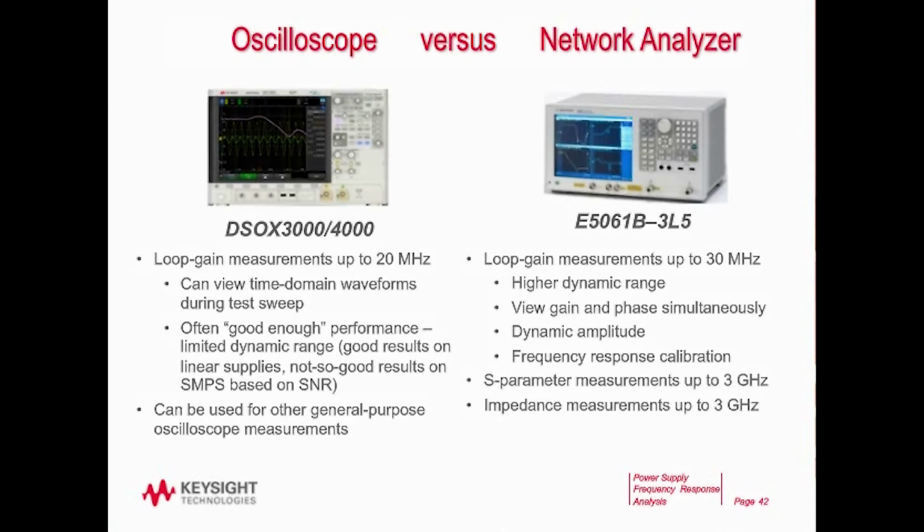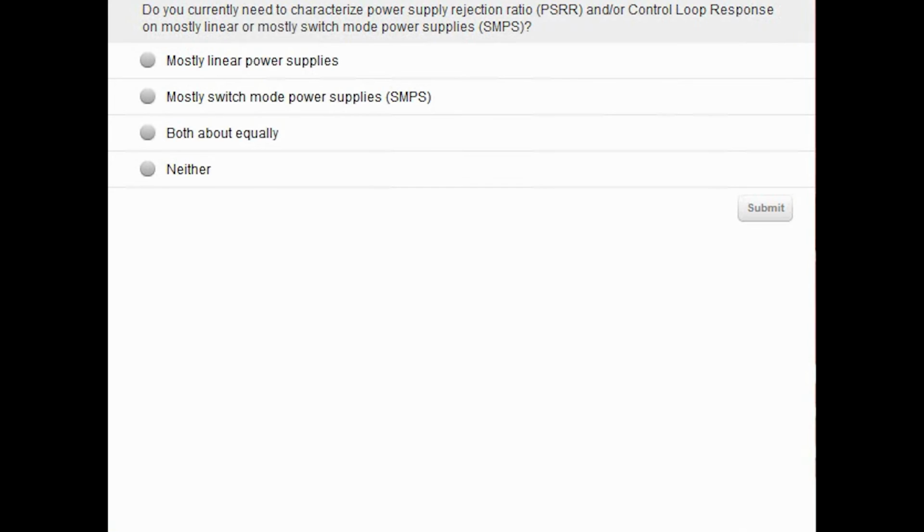Now the network analyzer, this particular model can make measurements up to 30 megahertz. It has much higher dynamic range. You can view gain and phase simultaneously. You can also dynamically program the amplitude, so you can start with a bigger amplitude, then reduce it. You've got frequency response calibration, plus you can do S parameters and impedance measurements up to 3 gigahertz.